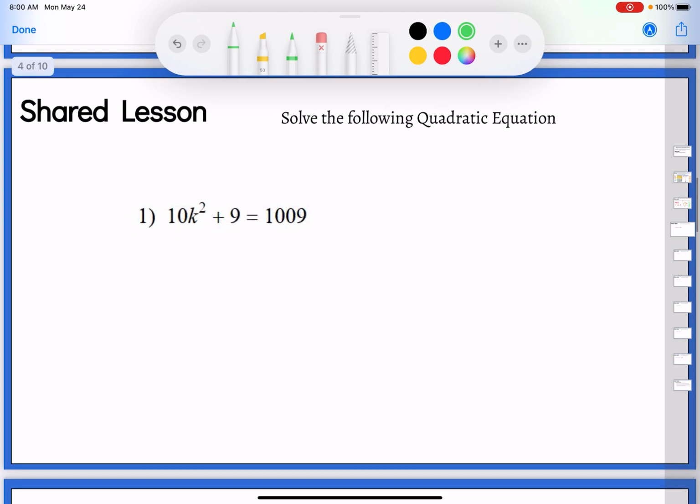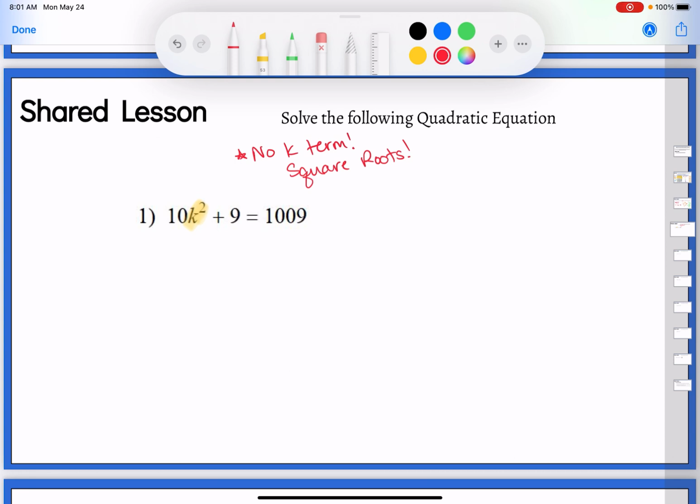All right, so here's our first problem. 10k squared plus 9 equals 1009. Now, if you notice, I have a k squared term, and that's it. There's no k term, which means we can use square roots. This is what I mean by an x squared but no x. If all you have is something squared, then you definitely want to use square roots. Don't use a factor box or quadratic formula by any means, please, okay?